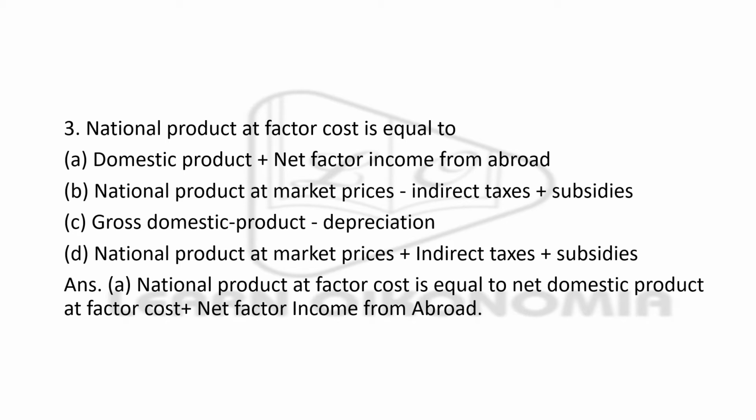The right answer is option A. That is, net domestic product at factor cost plus net factor income from abroad. That is known as the national product at factor cost. So please be very clear about the concepts. Please be clear about what depreciation is, what net factor income from abroad is, what net indirect taxes are, all these things. Then only you will be able to differentiate between domestic product and national product, gross and net, factor cost and market price, all these kinds of things.